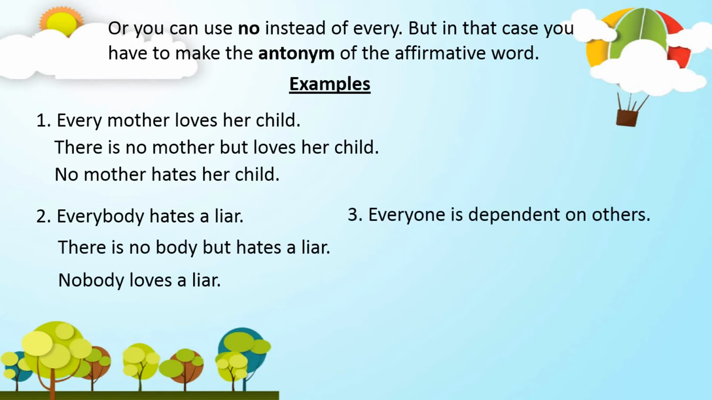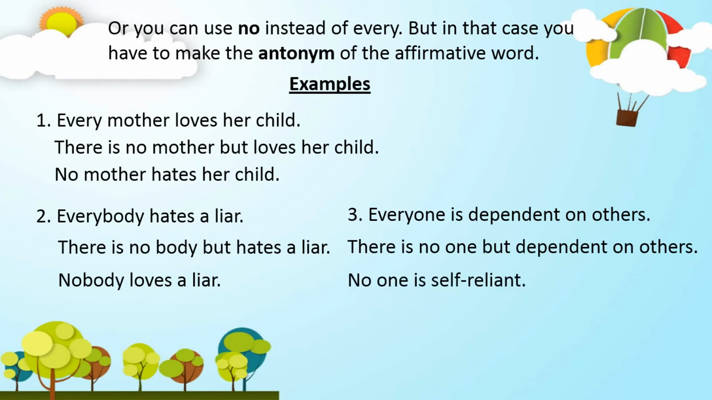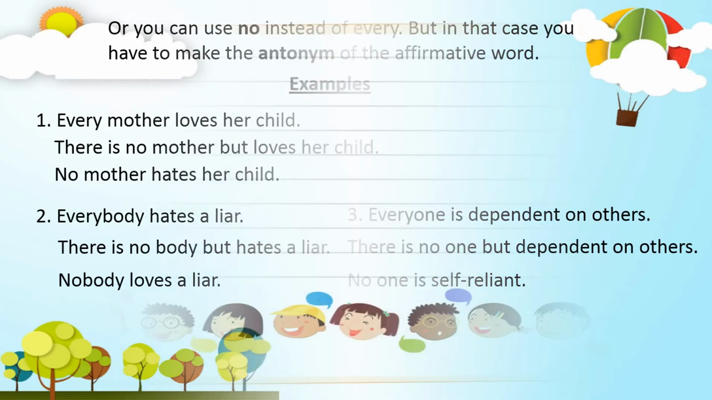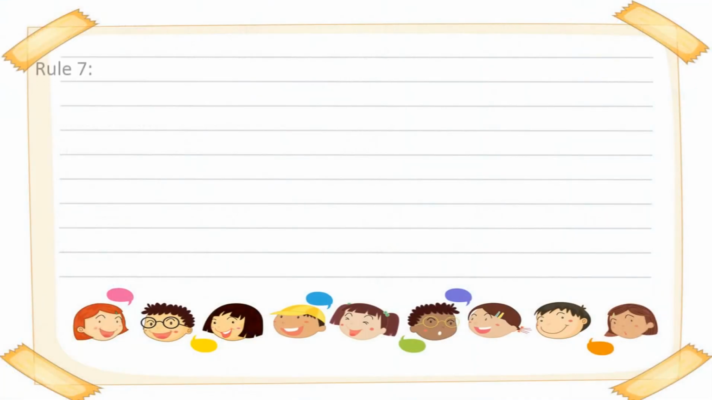Okay, everyone is dependent on others. So we can write here there is no one but dependent on others. Or you can use no one is self-reliant. So here self-reliant is the antonym of the word dependent. Okay, next rule.